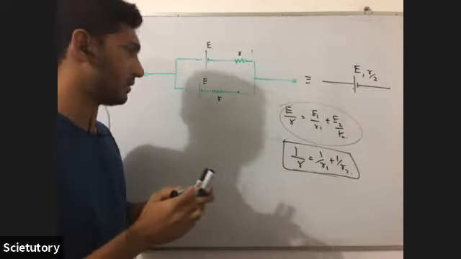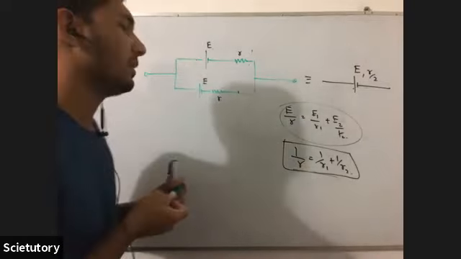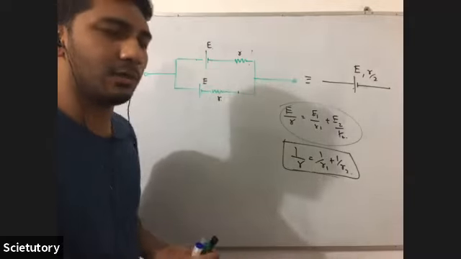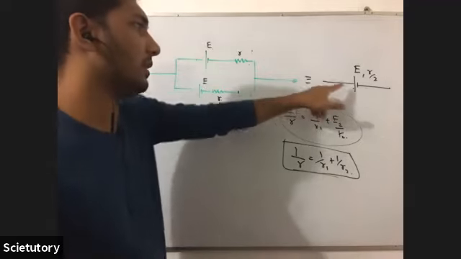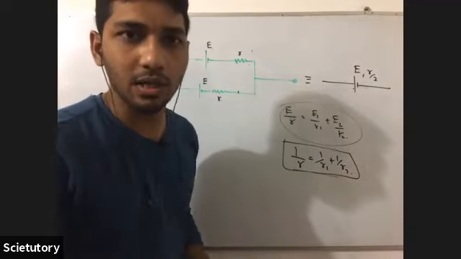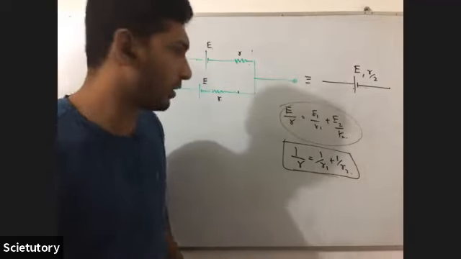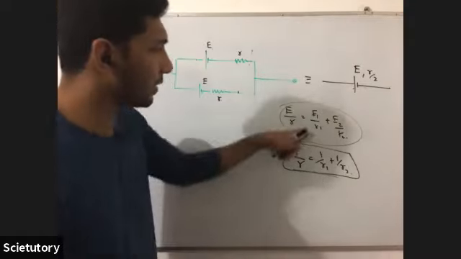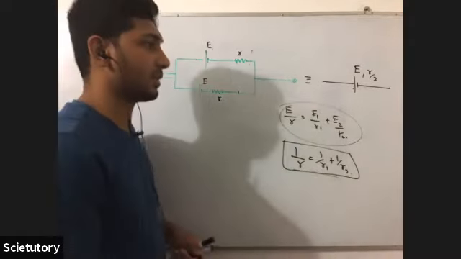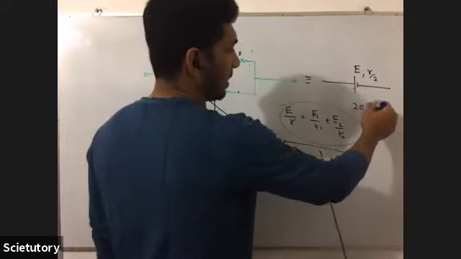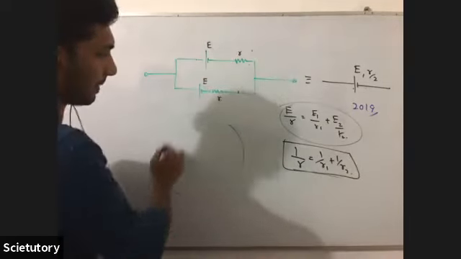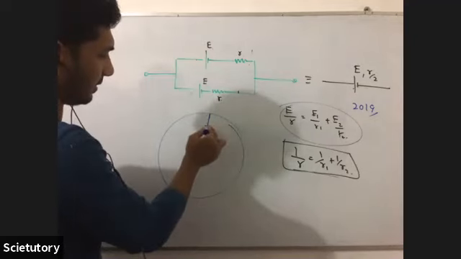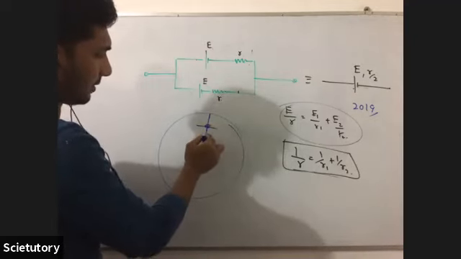You know, when the cells with equal electromotive forces are connected in parallel to each other, the resultant would also be E. You don't have to use this equation here. This is for complicated questions. There is one question in 2019, I can't remember the number. The question was like this.